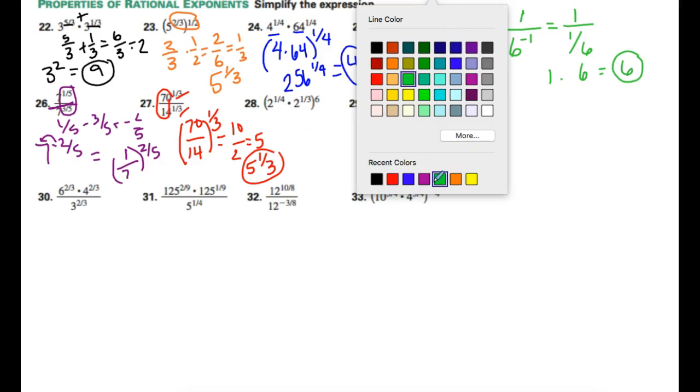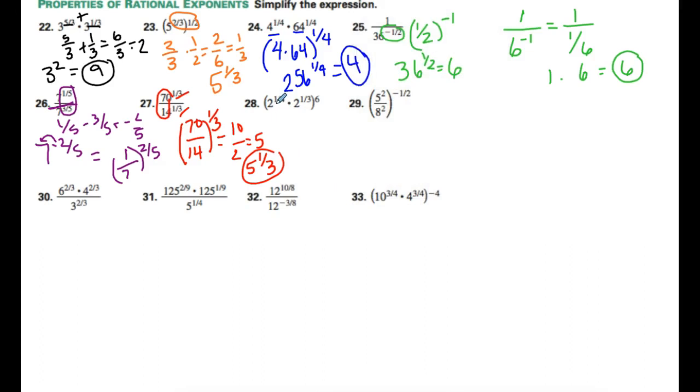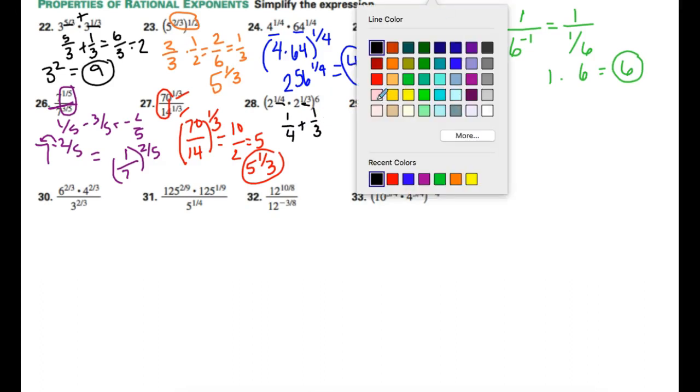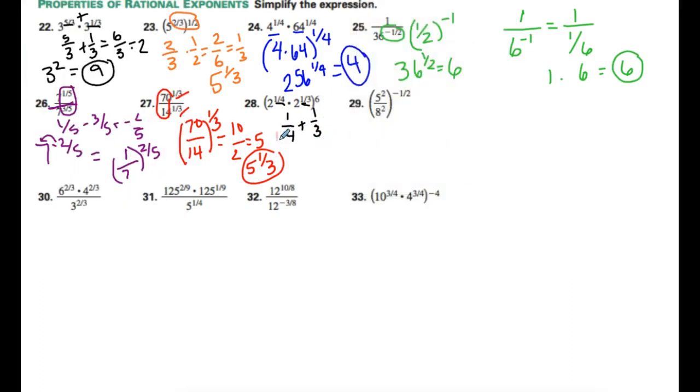Inside the next set of exponents, I haven't done black in a bit, so I'm going to go ahead and add those. Remember what I said on the previous slide, that you have to have common denominators. So if I want to do a 1/4 plus a 1/3, my common denominator here, let's try pink, is going to be 12.